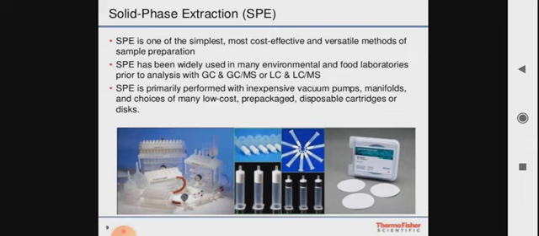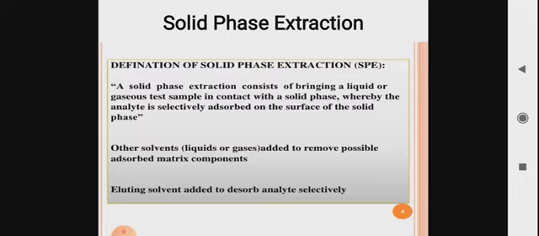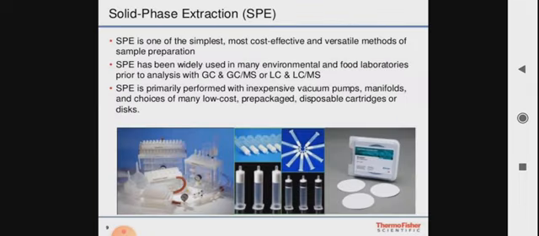Solid phase extraction is primarily performed with inexpensive vacuum pumps, manifolds and a choice of many low cost pre-packaged disposable cartridges or discs. A very simple instrument for solid phase extraction, a cartridge is used for the separation or isolation of the analytes in micro quantity or minute quantity before using in different instruments or simply for analytical purposes. So see these pictures or diagrams; we will see the next slide.